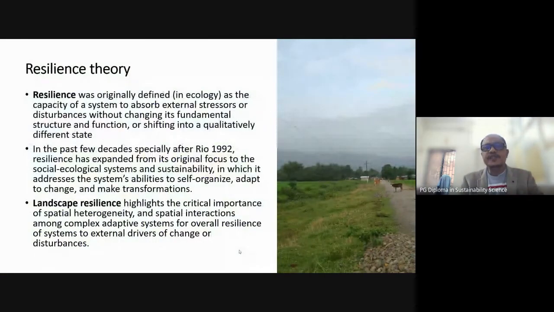Then coming to the resilience theory, as I told you, we know that it was originally used in ecology as the capacity of a system to absorb external stressors or disturbance without changing its fundamental structure and function, or we can say shifting into a qualitative difference state. That is what we are talking about in ecological systems when we talk about environmental degradation. But after Rio 1992, when the issues of sustainable development, that was 1987, the Brundtland report, Our Common Future, that is the watershed in the development of the sustainable development concept.